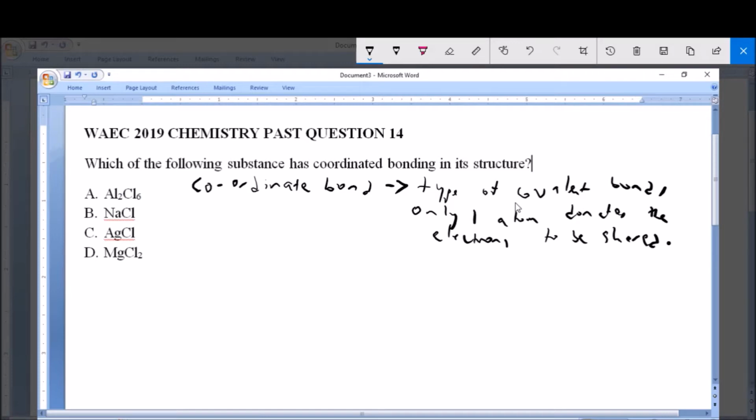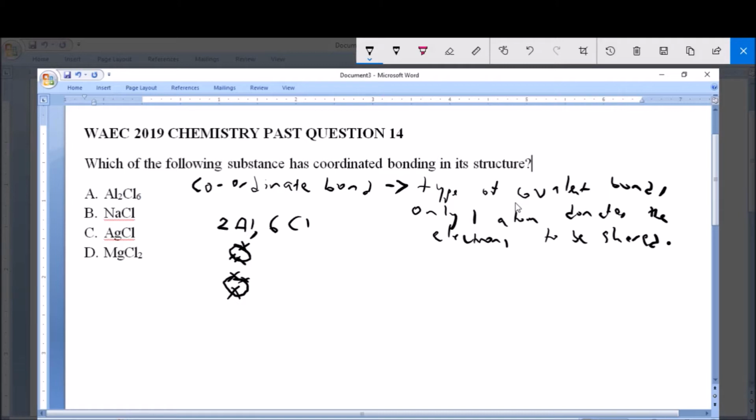Now that we've established what coordinate bonding is, the first option is aluminium chloride, made up of 2 atoms of aluminium and 6 atoms of chlorine. Now structurally, let me illustrate it. You have aluminium atoms, 2 in number. Aluminium has 3 electrons on its outermost shell. So let's assume this structure I've just drawn is the outermost shell of aluminium, with 3 electrons on it. So you have 2 of that, with three electrons on the outermost shell.